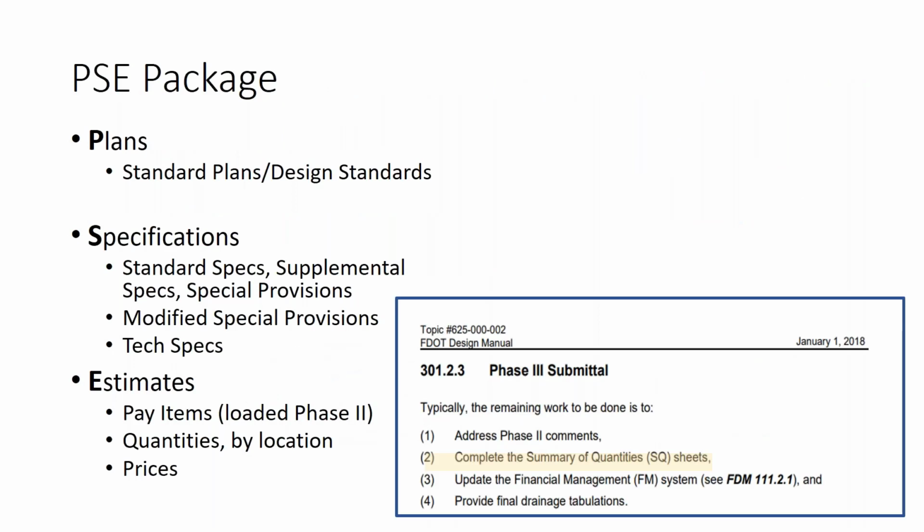Looking a little bit at the PS&E package. Most of our designers are very familiar with the standard plans and the design standards. Please remember that the standard plans are as much a part of your overall plans package as the actual sheets that you draw. They are included by reference, but are legally a part of the contract package. Similarly, the specifications include the standard specs, the supplemental specs, the special provisions, modified special provisions, otherwise known as MSPs, or tech specs, sometimes referred to as TSPs.